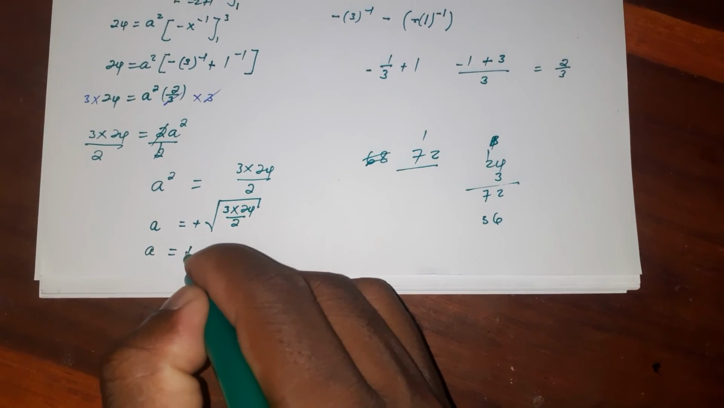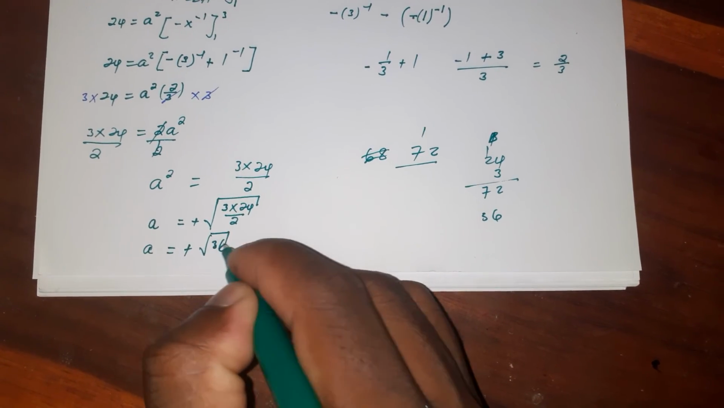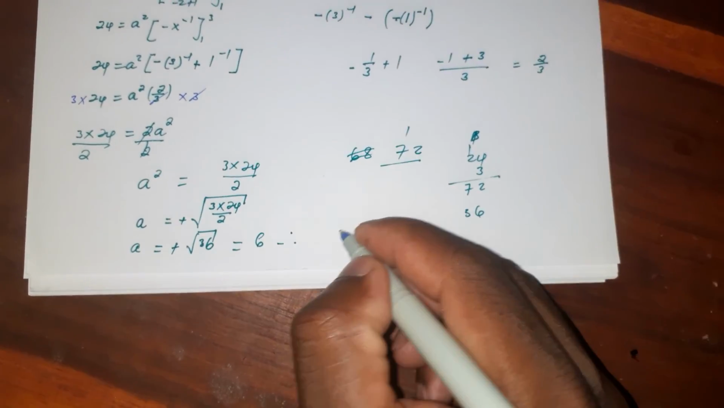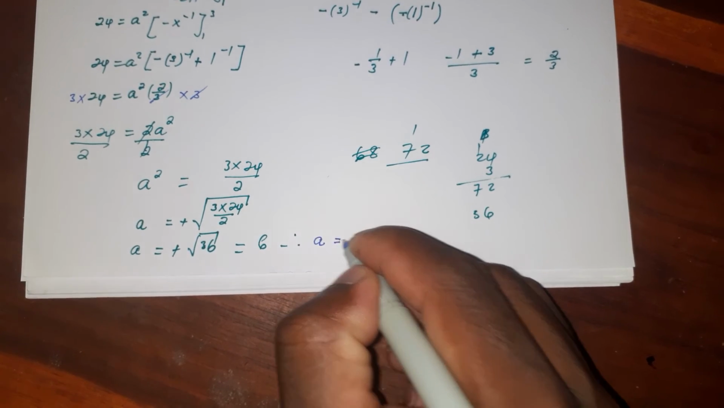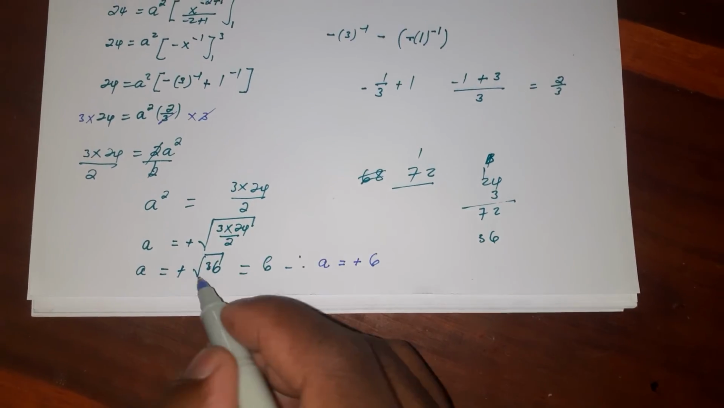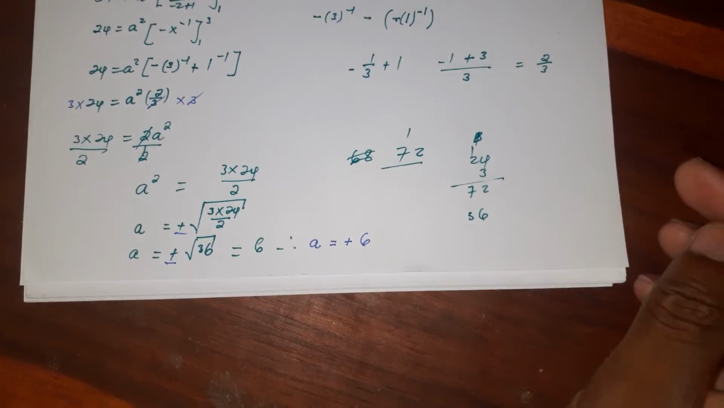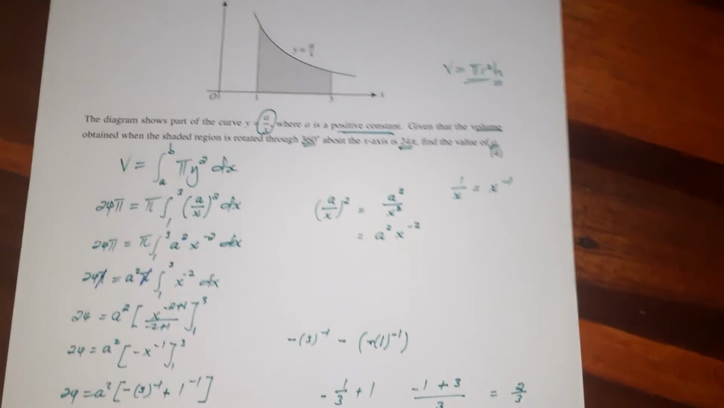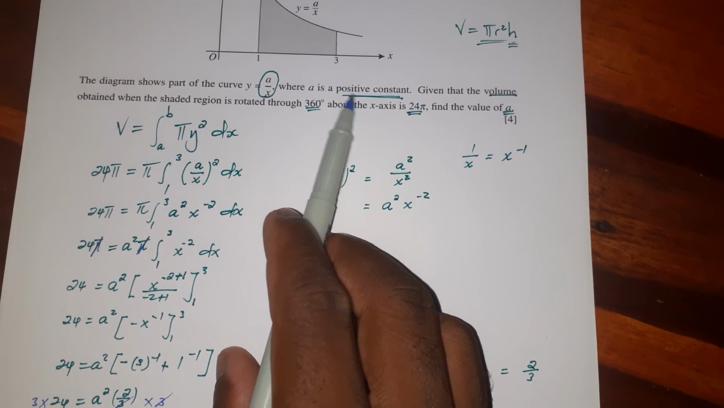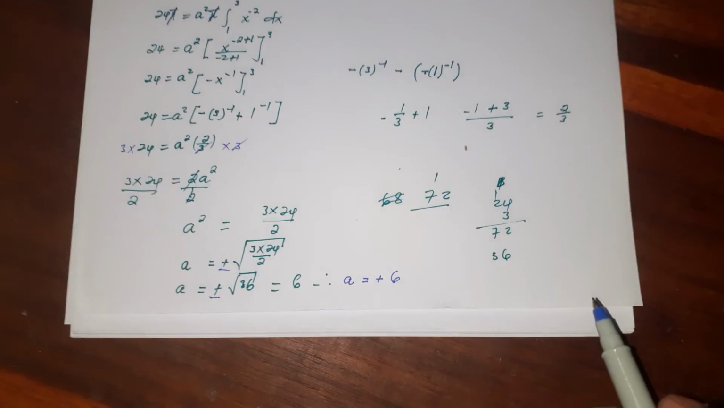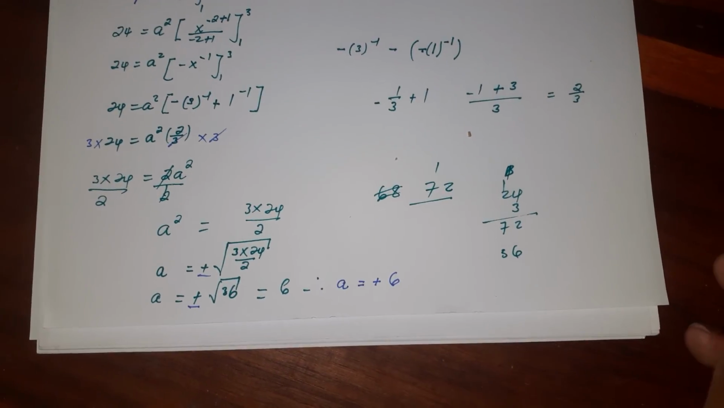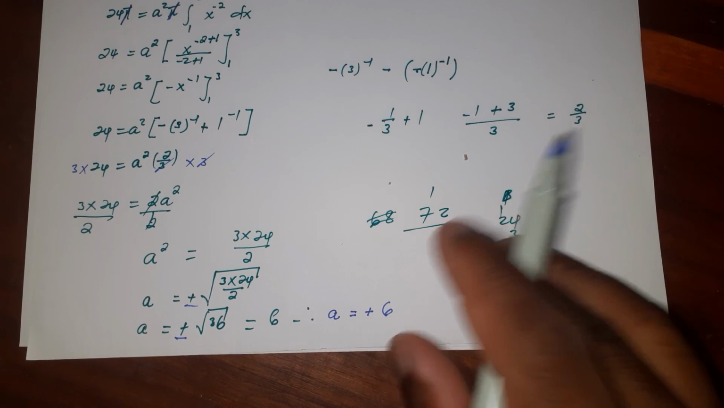So the square root of 36 is equal to 6. Therefore our a is positive 6. We know when you take a square root we have a negative there, but we are following the instruction here that a should be strictly positive. That's why we are only considering a positive number. Basically that is how you can find that number.